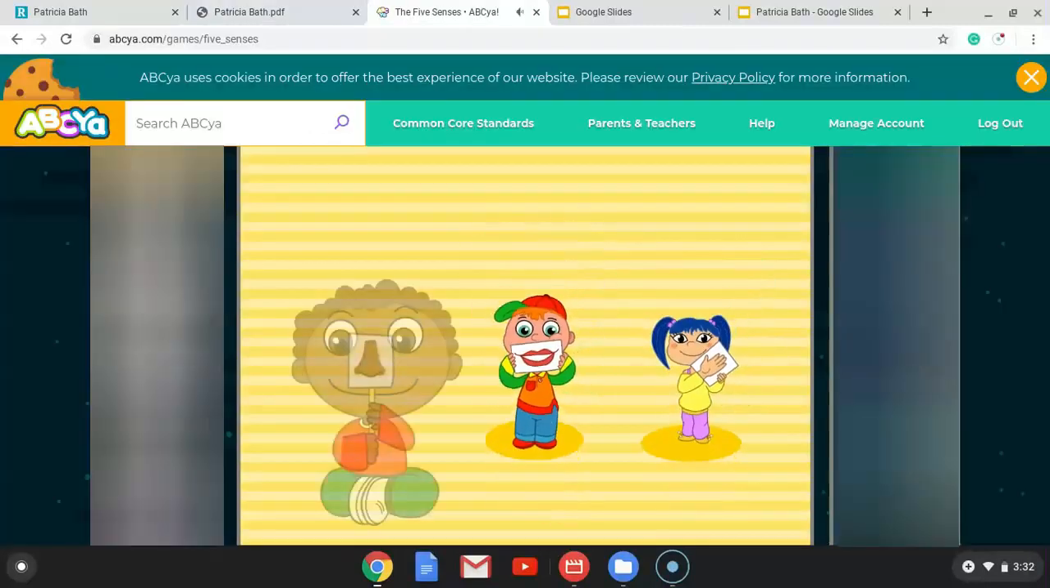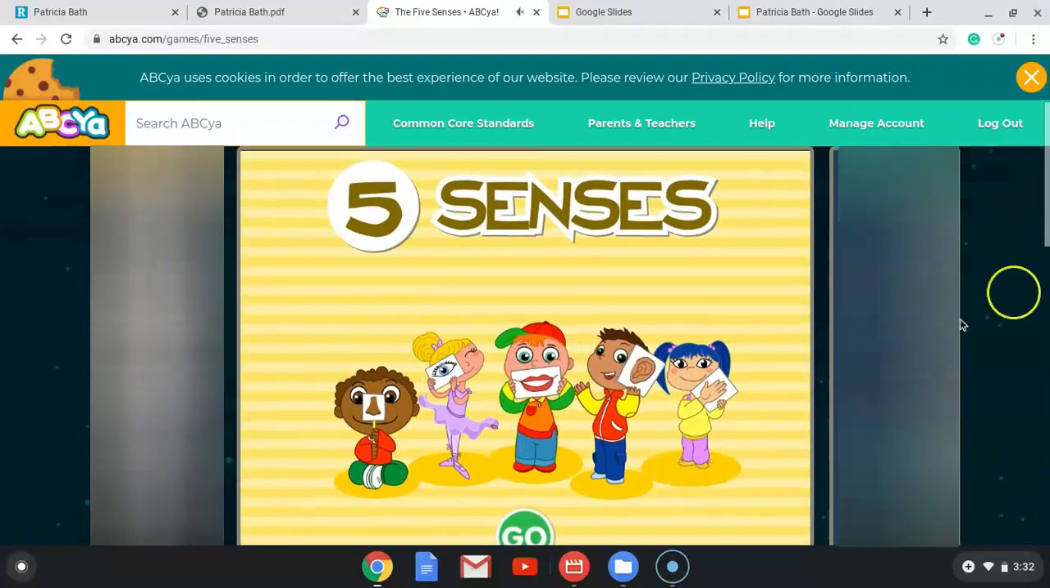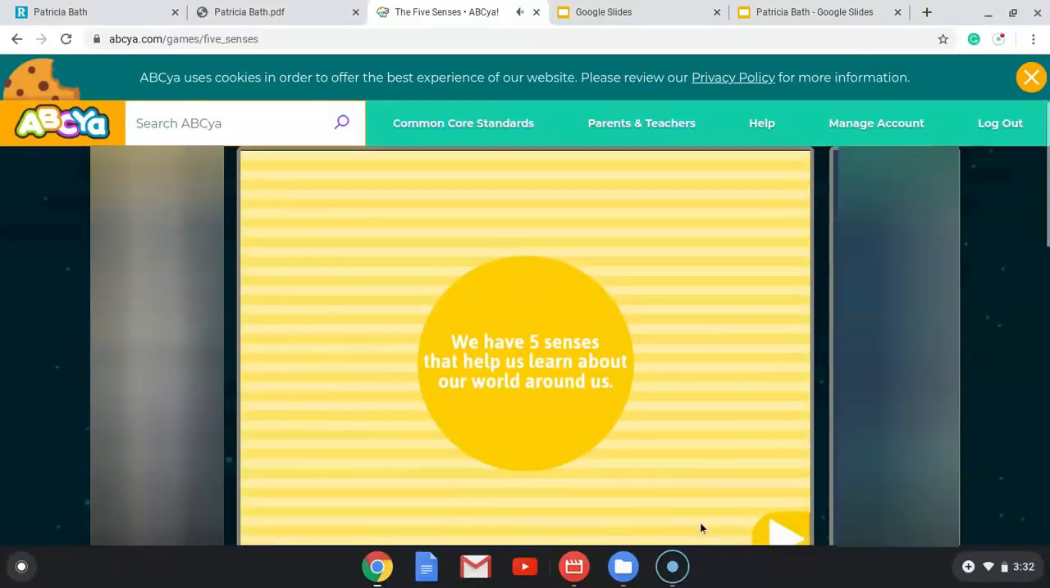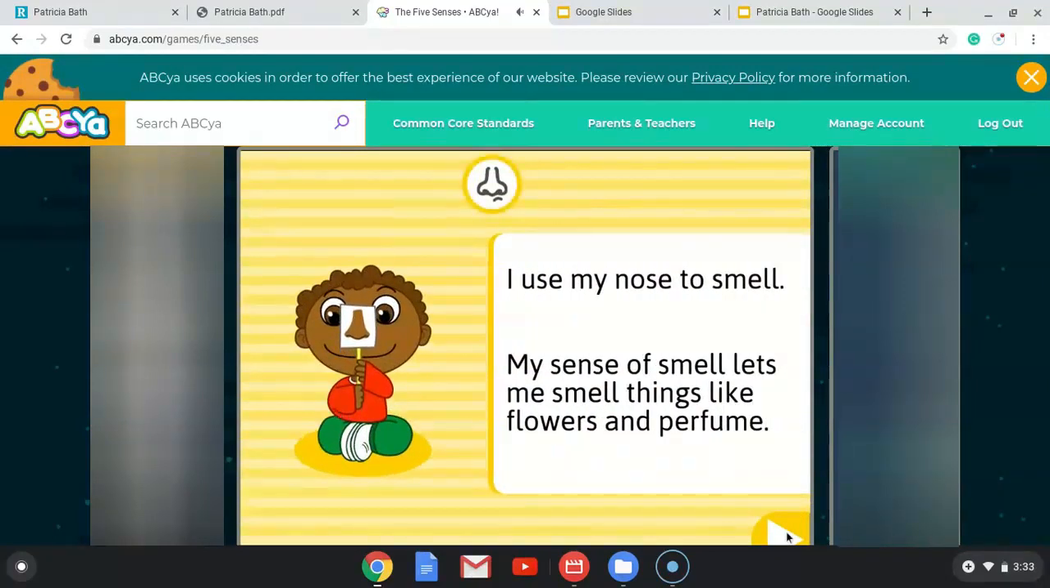Touch, taste, smell, hear, sight, the 5 senses. We have 5 senses that help us learn about the world around us. Smell, sight, taste, hear, touch. I use my nose to smell. My sense of smell lets me smell things like flowers and perfume.